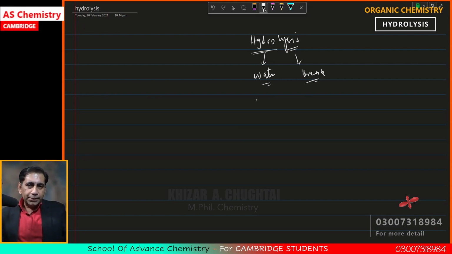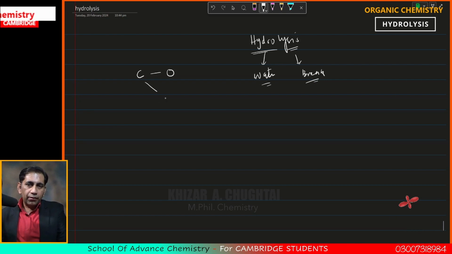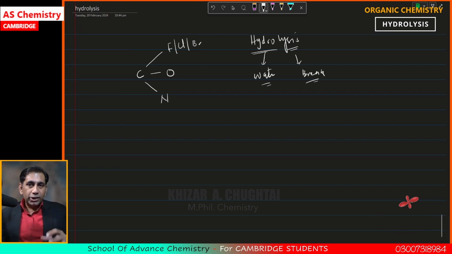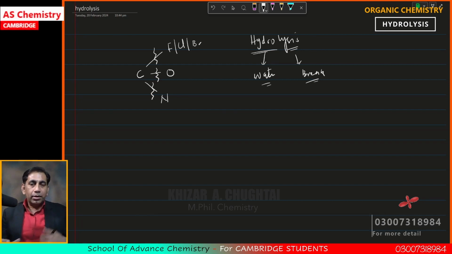Generally speaking, whenever you are going to break a C-O bond, whenever you are going to break a C-N bond, whenever you are going to break any C-F, C-Cl, C-Br bond. At least you will have to revise and memorize these three types of molecules and their bonds. Whenever you are going to break a C-F bond, C-O bond, C-N bond, then what is the next step?